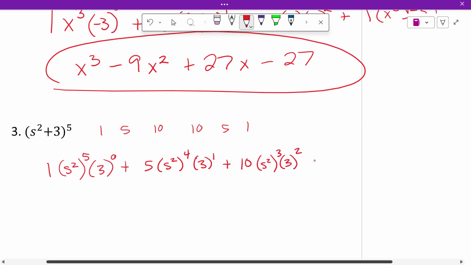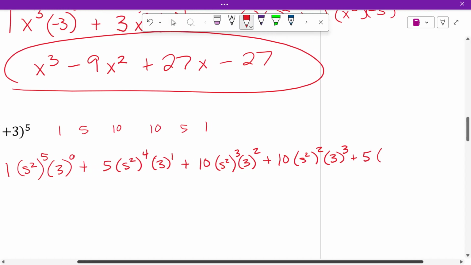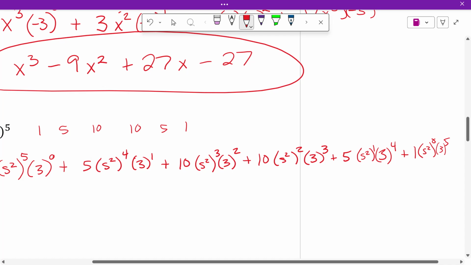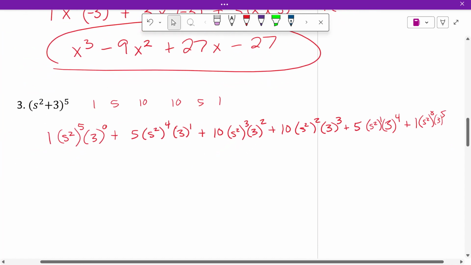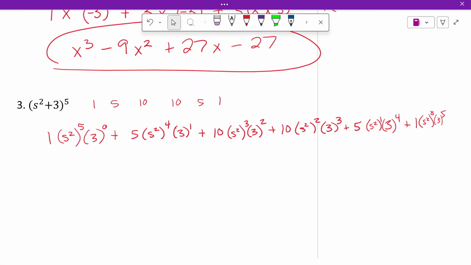plus 10 s squared to the third, 3 to the second, plus 10 s squared to the second, 3 to the third, plus 5 s squared to the first, 3 to the fourth, plus 1 s squared to the 0, 3 to the fifth. Okay? Binomial theorem. Once you get the pattern down, it's really not that difficult. You just have to work with the patterns.